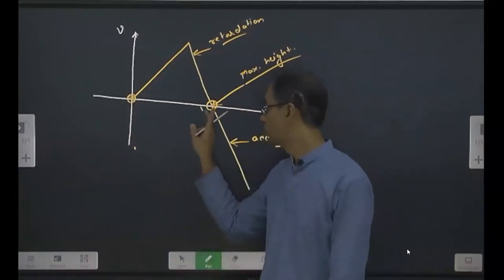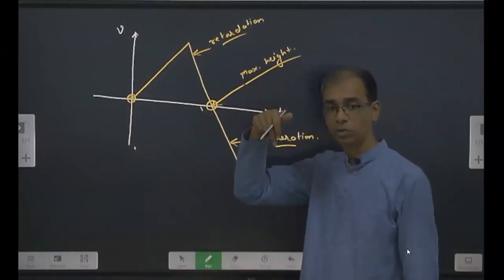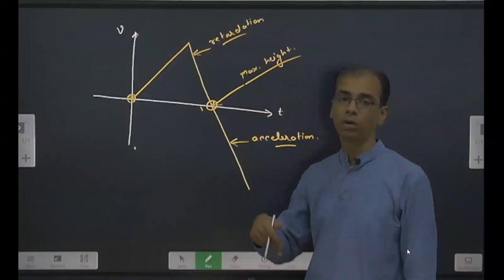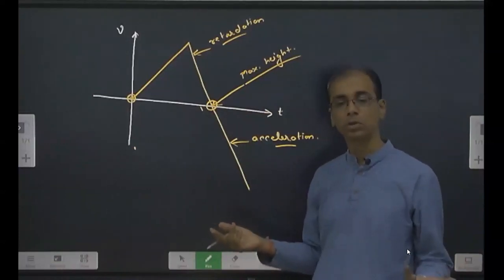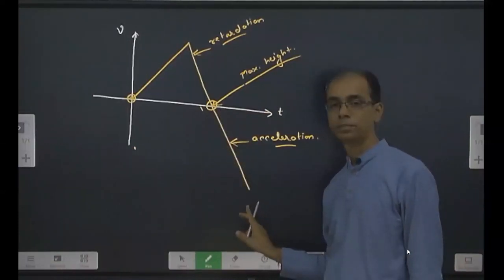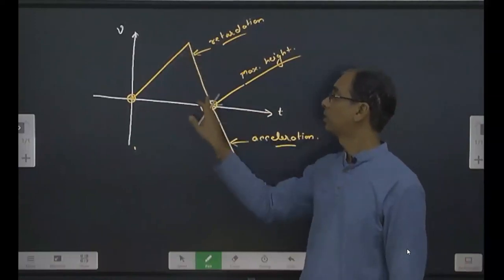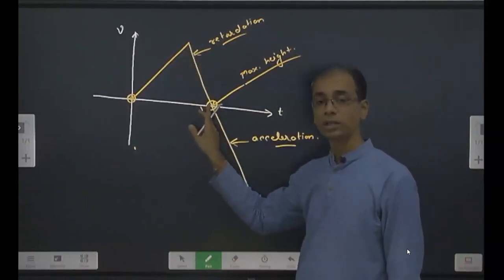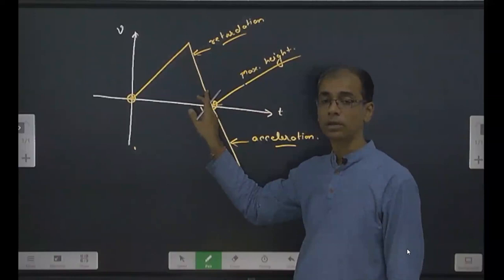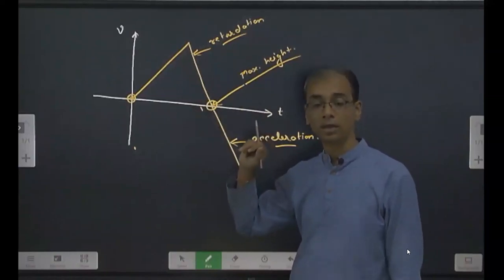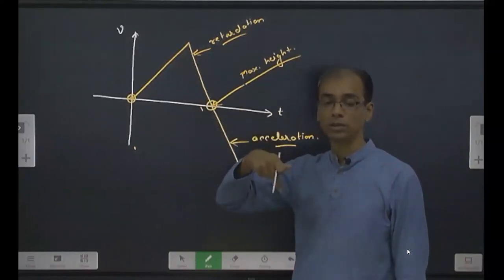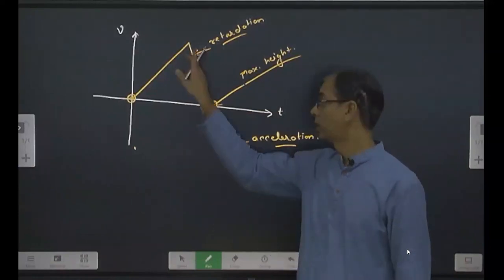So when there is a downward journey, velocity is also downward and g always acts downwards, so it's acceleration. When it's an upward journey, velocity is upward, velocity is positive, but acceleration is g, downwards. So it's a retardation. That's why the graph is like this.